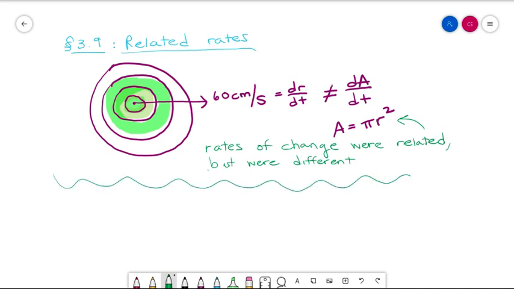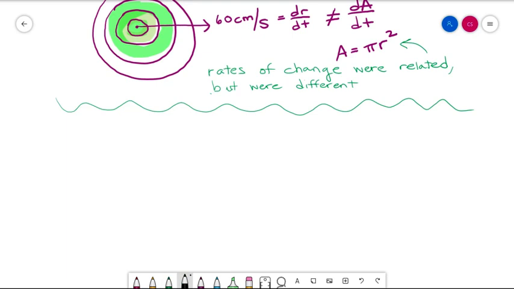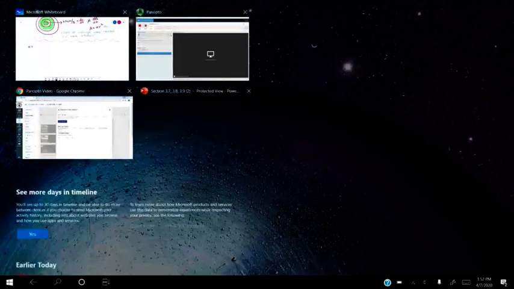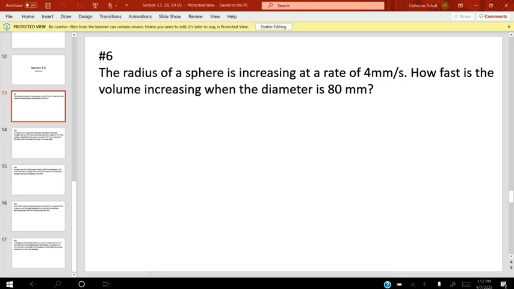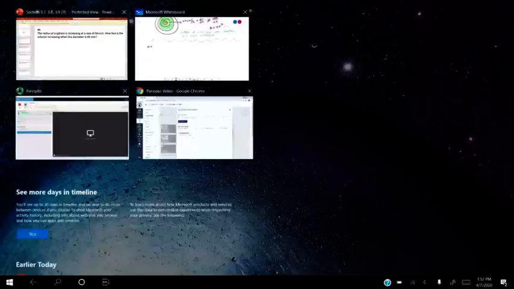So our first word problem is number 6 in our textbook. And they're a little bit long, so I still have that PowerPoint. Okay, so here's number 6. So we have that the radius of a sphere is increasing at a rate of 4 millimeters per second. How fast is the volume increasing when the diameter is 80 millimeters? All right, so notice some key words. We're looking at the rate of one variable, the rate of the radius, and we want to know about the rate of another variable, volume. So this is telling us to use these methods.